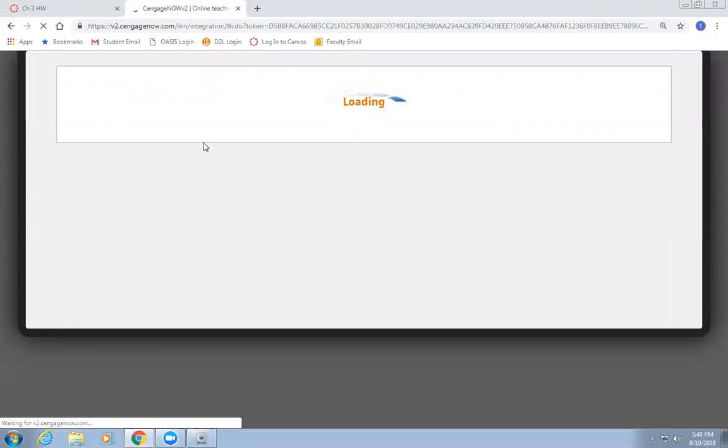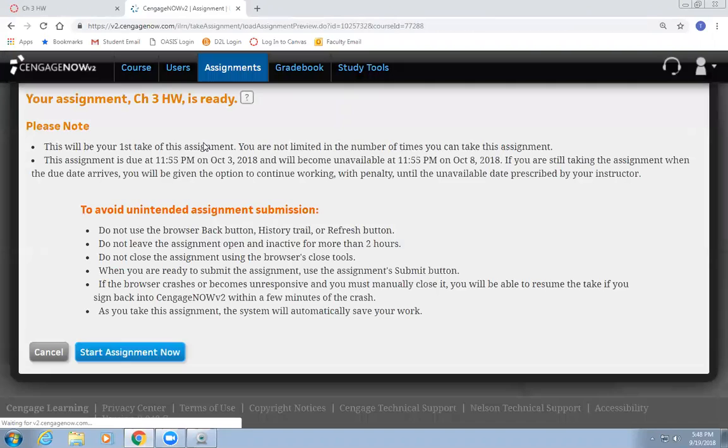So again, to get to the practice, you may have to click on the assignments tab and then click show all assignments, because the practices don't always show up on the available to take, even though they are available to take. That part I don't really know why.